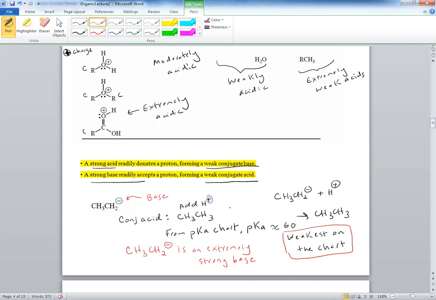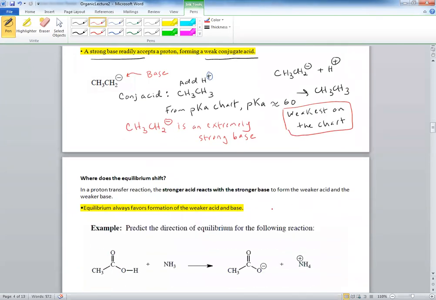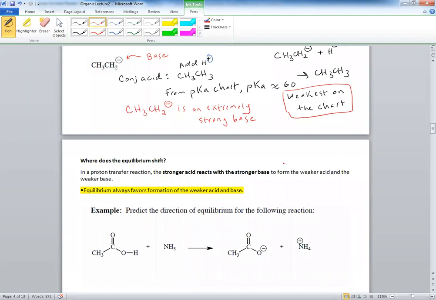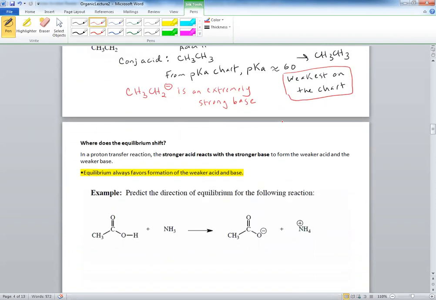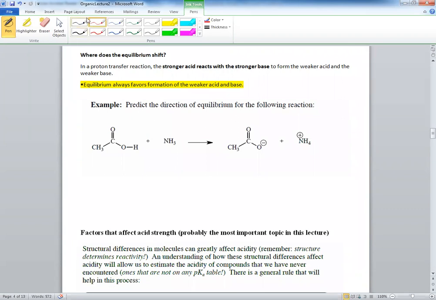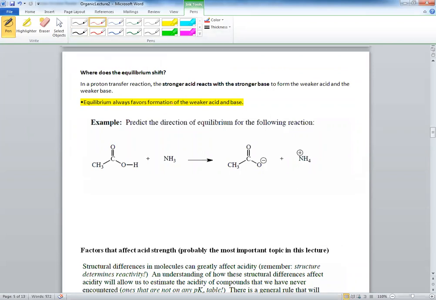So this is how you determine whether it is weakly acidic or strongly acidic, and then of course determine whether the conjugate base is strong or weak. So again, weak acids have strong bases, and strong acids have weak bases. Keep that in mind. Another important skill that we want to learn is determining where the equilibrium shifts. For now you're getting these, but you will get to a point where you need to actually draw the products. So let's continue.